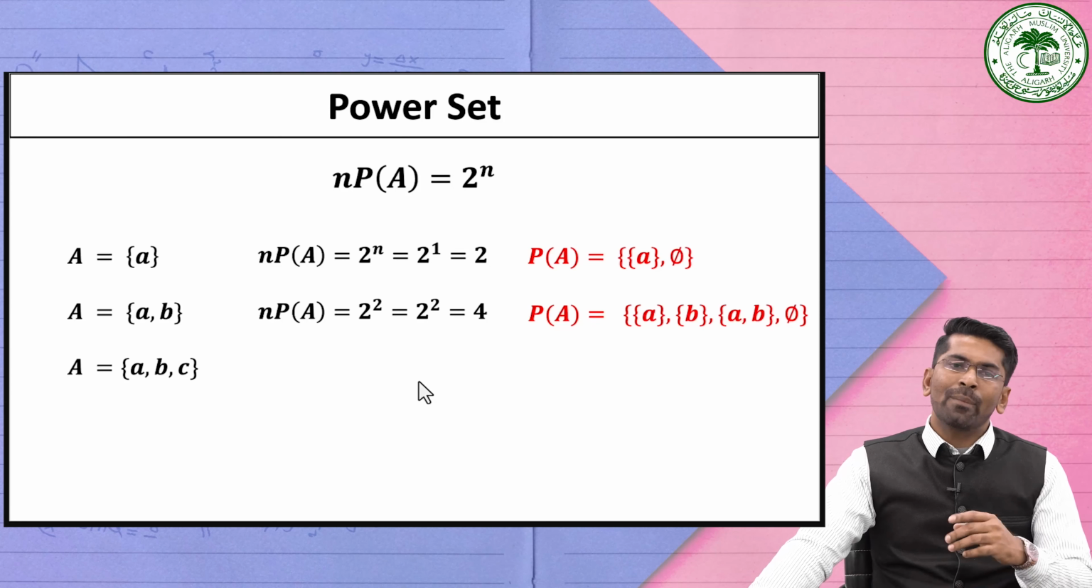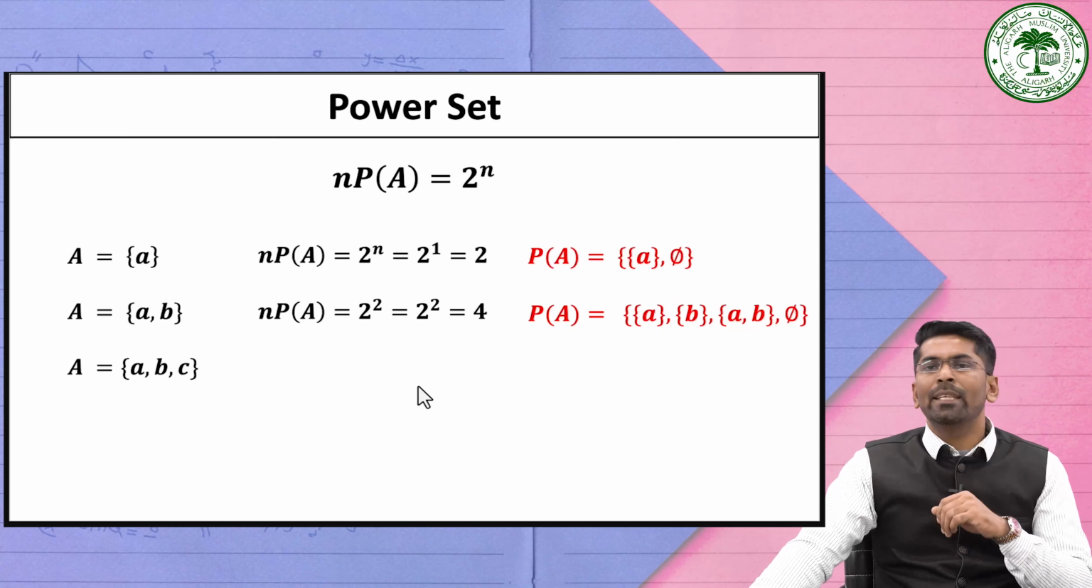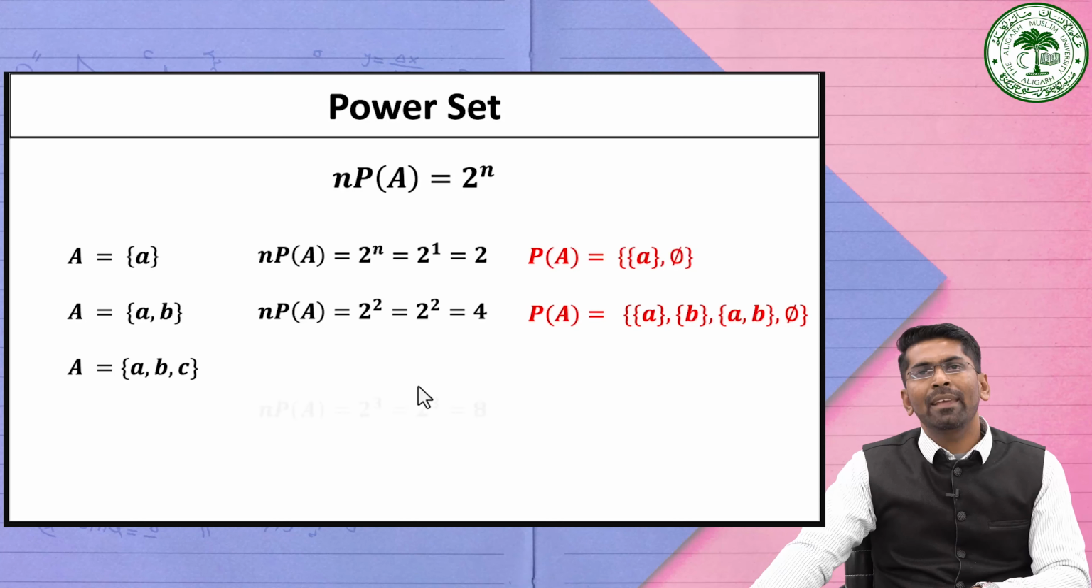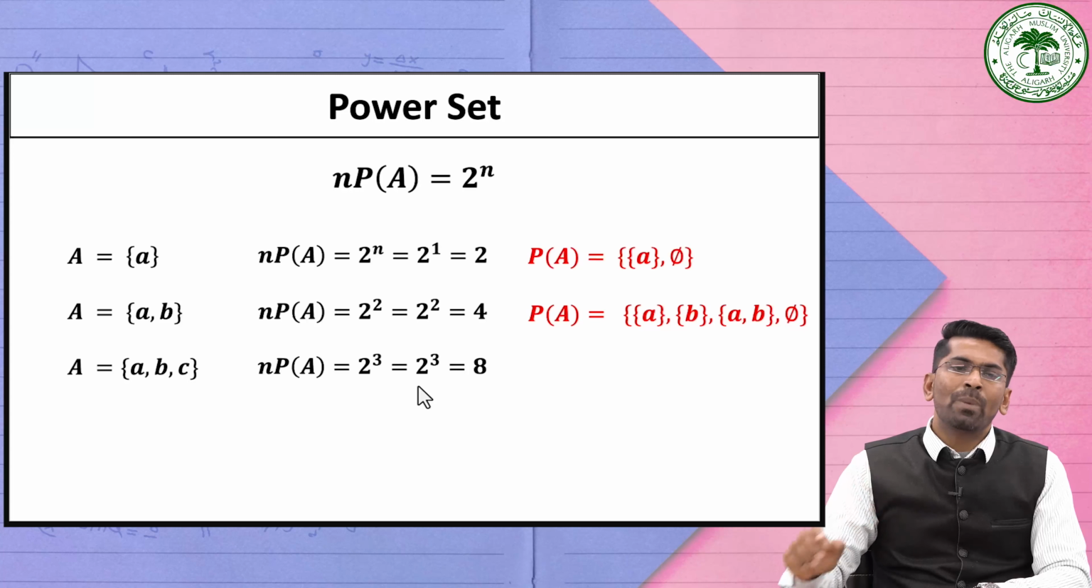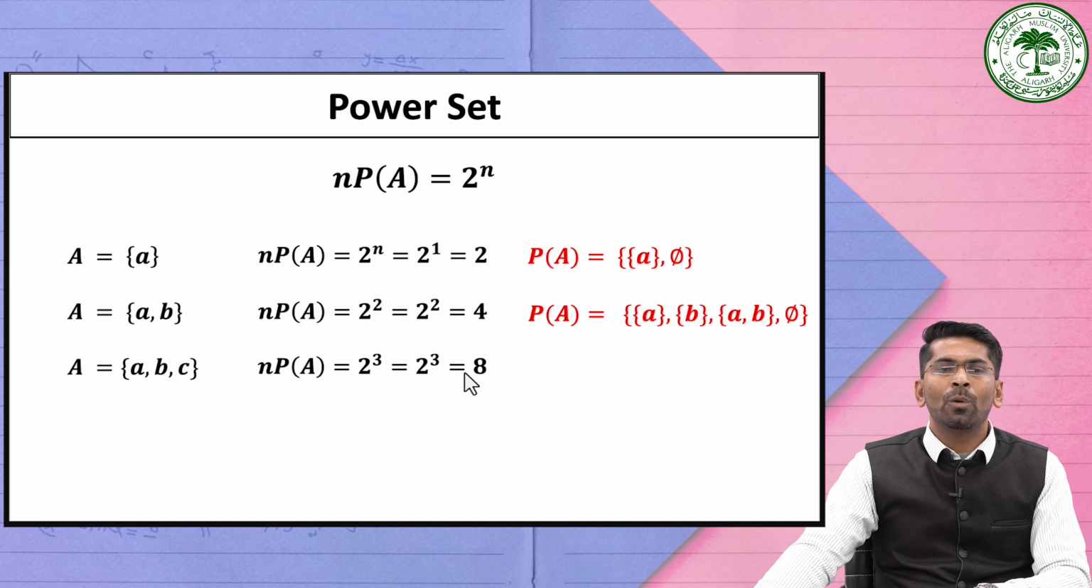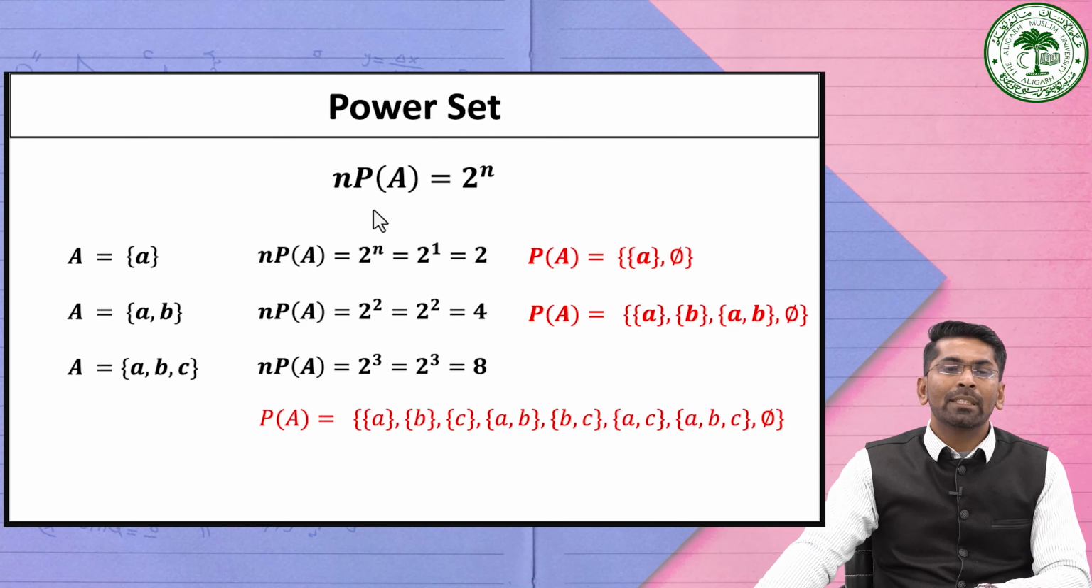Then the third example we considered is set A equal to {A, B, C}. Here the number of elements in the power set of A is 2 raised to the power n, which is equal to 2 cube, which is equal to 8 elements. So the possible elements in the power set are A, B, C, AB, BC, AC, ABC, that means the set itself, and phi. In this way, we can find the number of possible subsets of a given set.